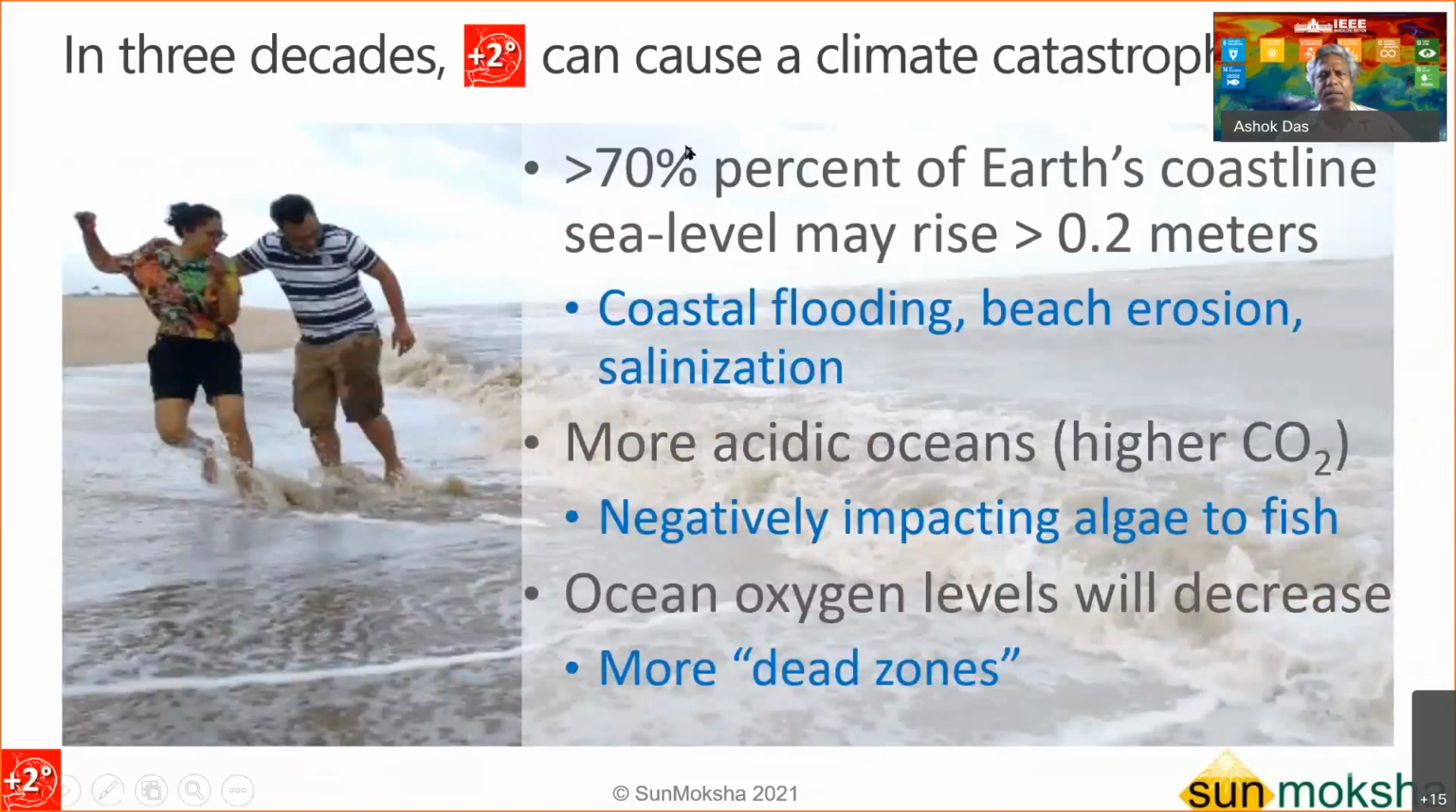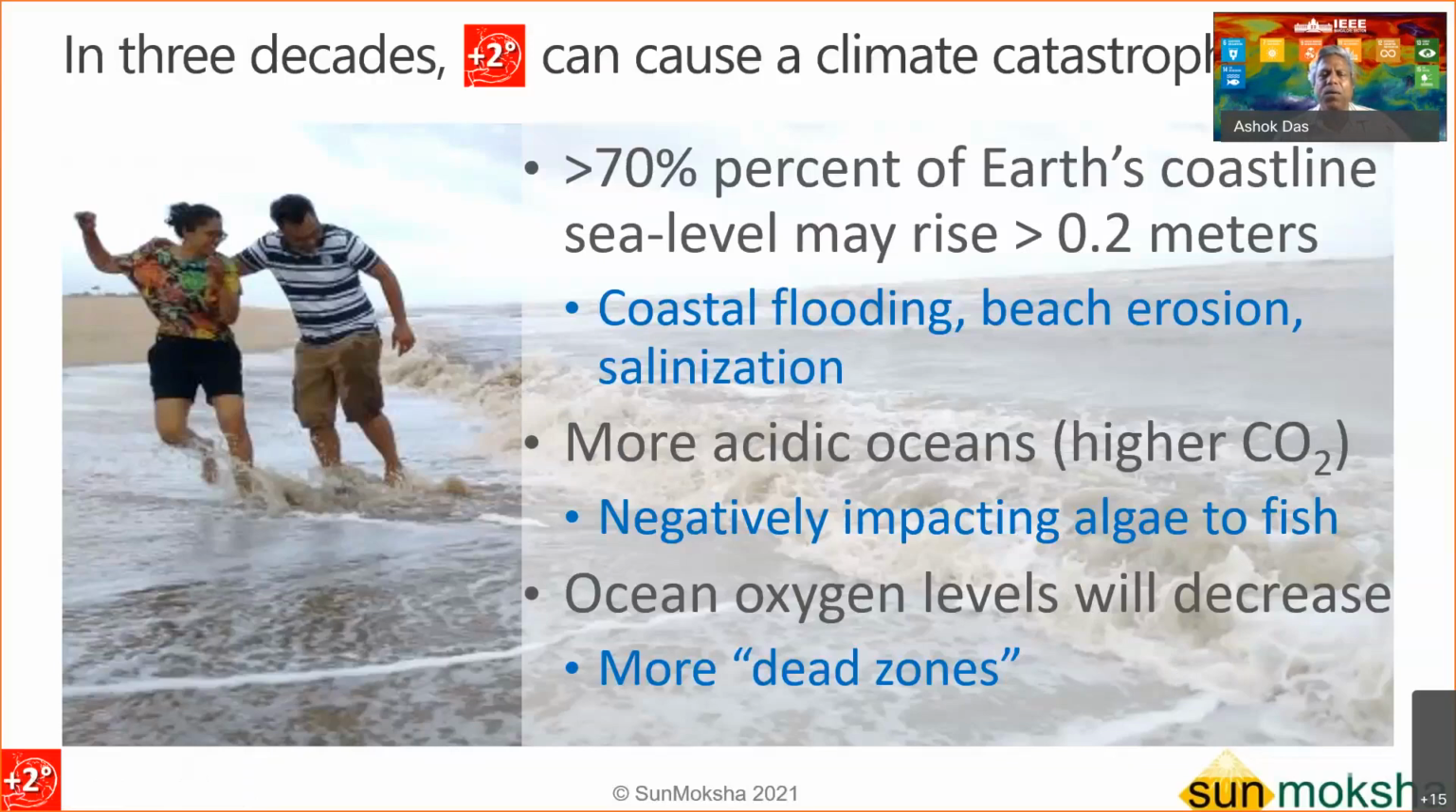So let's say that in 3 decades, if the temperature rises by 2 degrees, that is the +2, the sea levels will really rise. 70% of the Earth's coastline will be rising by 0.2 meters. This is all from the IPCC report. Oceans will become more acidic, so the life within the ocean will be impacted. Oxygen level will decrease, and more dead zones will be created. Of course, this is a very doomsday scenario. But let's see what can be done, and it's still a prediction.